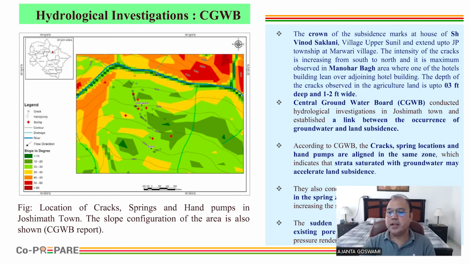They also concluded that the construction of buildings in the spring zone caused cessation of spring flow, thereby increasing the subsurface water pressure. Which is quite possible, since there was a lot of construction of buildings in the spring zone, so it has actually ceased the spring flow. Since it has ceased the spring flow, there is an increased subsurface water pressure. And this increased subsurface water pressure might have actually been released later on. The sudden release of groundwater reduced the existing pore pressure, and the fluctuation in pore pressure renders the land subsidence in the area. So according to them, when there is sudden release of this groundwater, it reduces the existing pore pressure, and due to this fluctuation, there is subsidence. So that's what is claimed by CGWB.